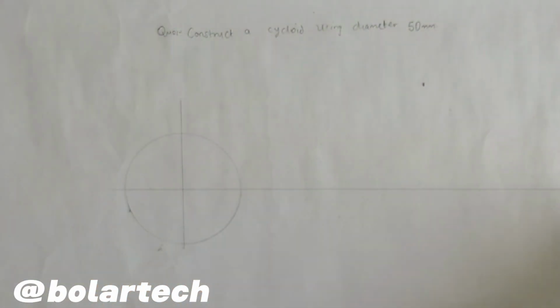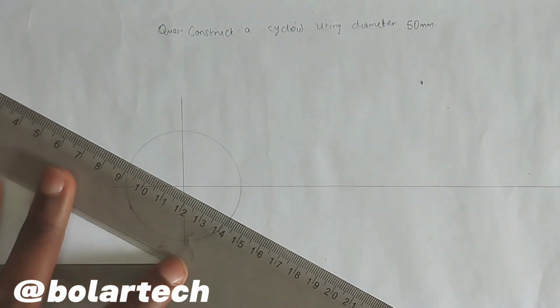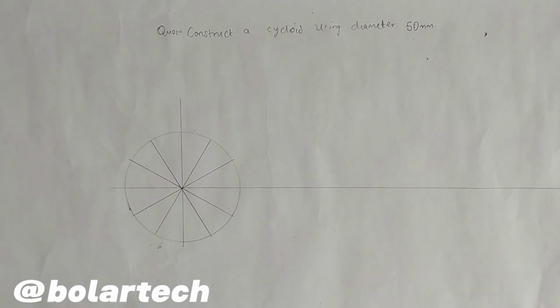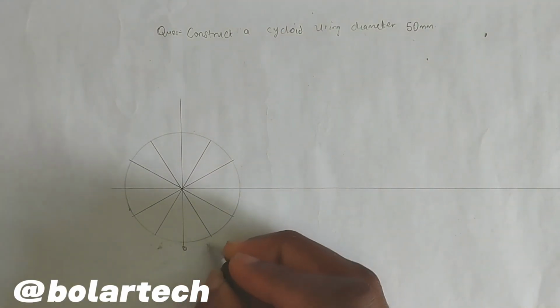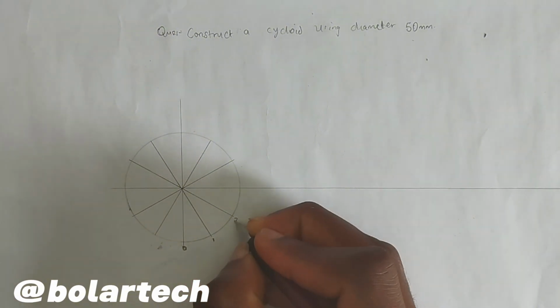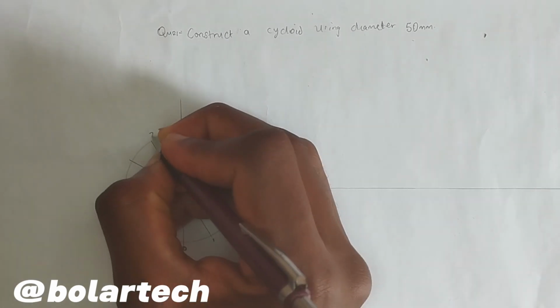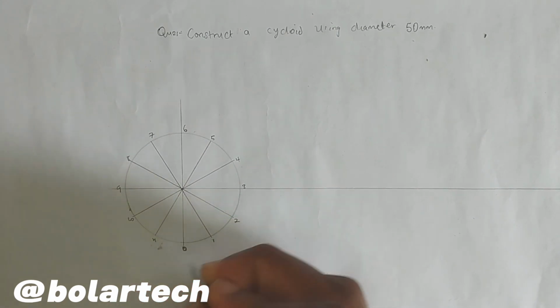Using thin lines, we divide our circle into 12 equal parts. If you still find it difficult to divide a circle into 12 equal parts, you can check my previous videos. I posted it there. So we label our divided circle. This is 0, this is 1, 2, 3, 4, 5, 6, 7, 8, 9, 10, 11.